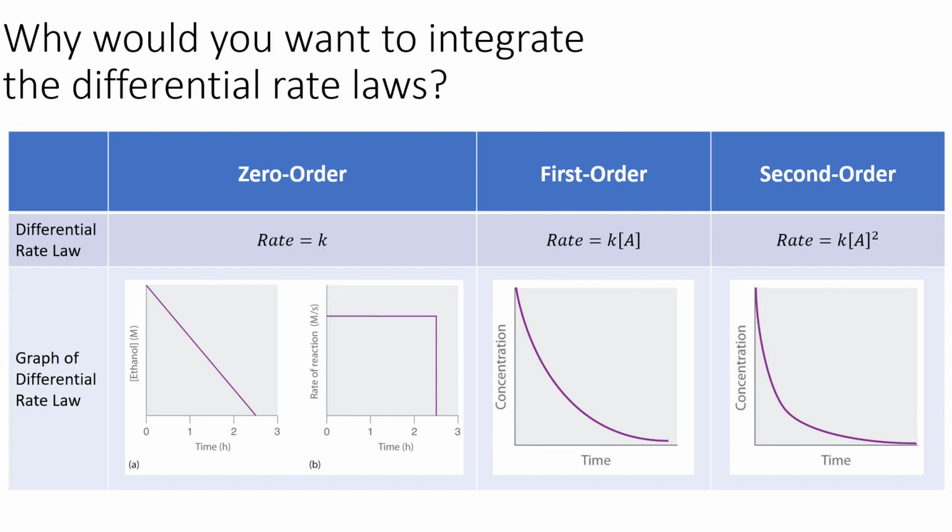Your first order starts out as concentration and then it decreases, but it decreases at a rate equal to your constant times your concentration. Your second order is decreasing, but at a much quicker rate, especially at first. And so you get these nice curved expressions and graphs.